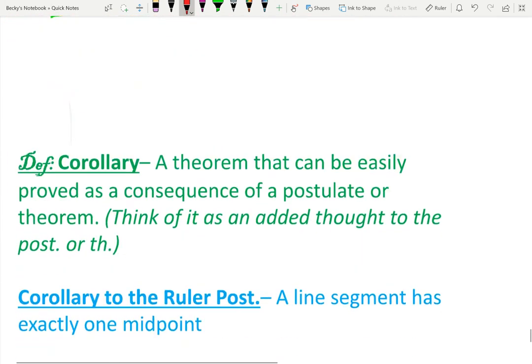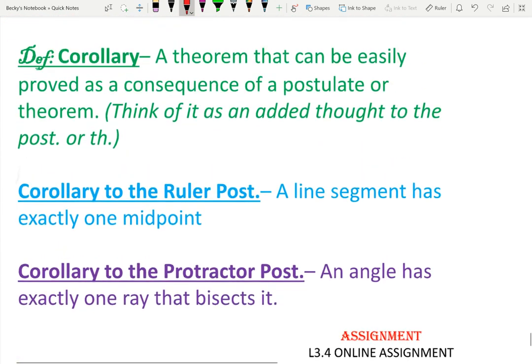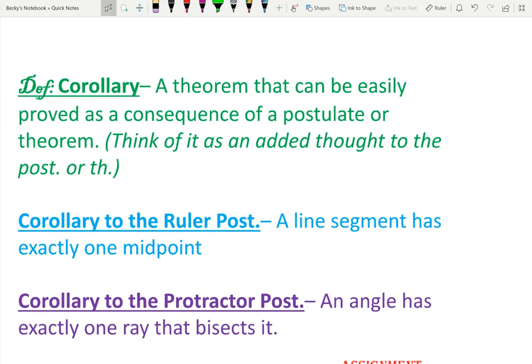All right. Now, a couple more vocabulary things and some corollaries. Okay, let's define a corollary. It's a theorem that can be easily proved as a consequence of a postulate or theorem. Okay, so the way I think of it is it's something that you can easily prove without me telling you. A lot of times it's common sense, but we need a way to refer to it within a proof. You can't just on a proof say common sense. We need a way to document it.